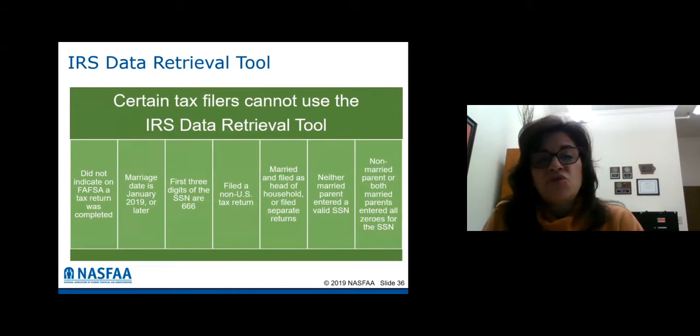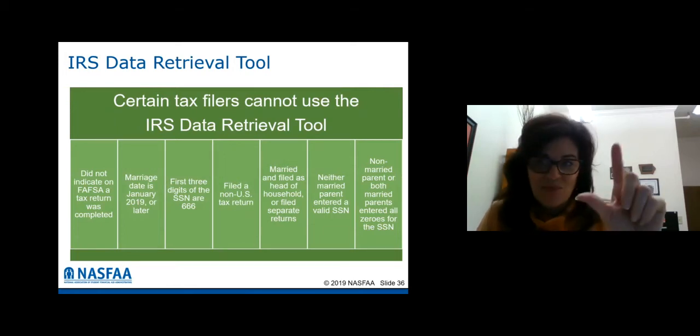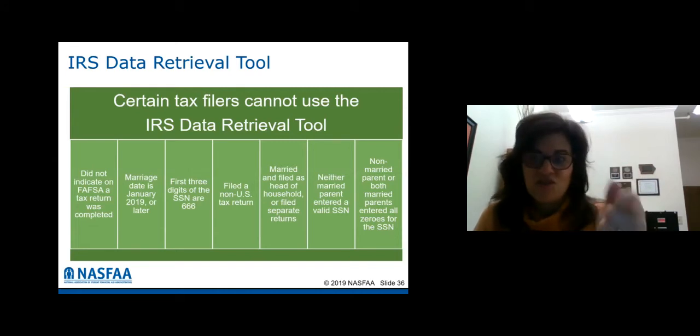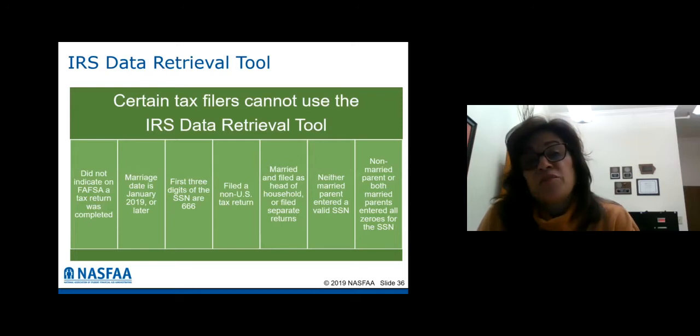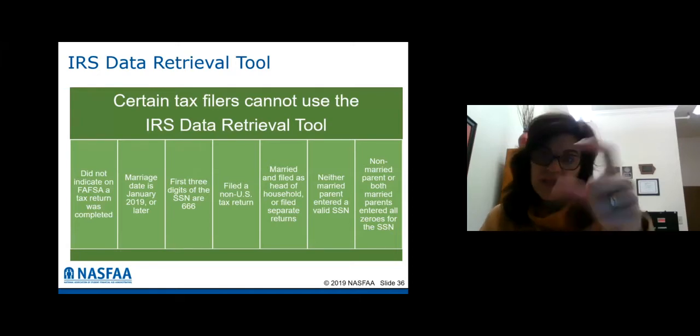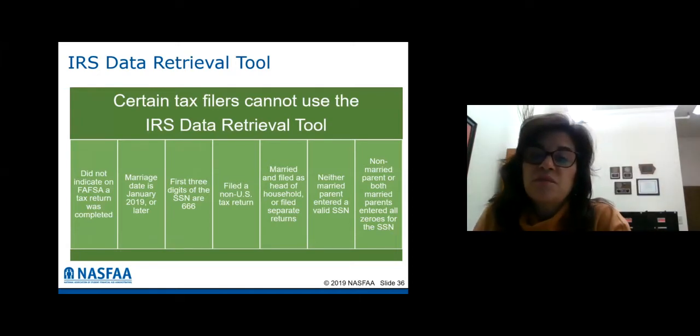If you were married after January of 2019, it won't use it either, because you're going to have to pull two separate tax returns in. You wouldn't have been able to file married filing jointly if you were not married prior to January of 19. If the first three digits of the Social Security number are 666, you won't be able to. If you filed a non-US tax return. For married couples, if they did not file jointly, if they filed separate returns or head of household, you won't be able to use the DRT, because again, we're going to have to combine two tax returns.